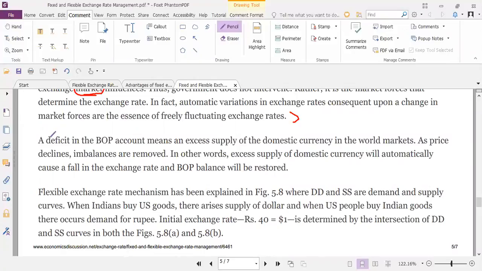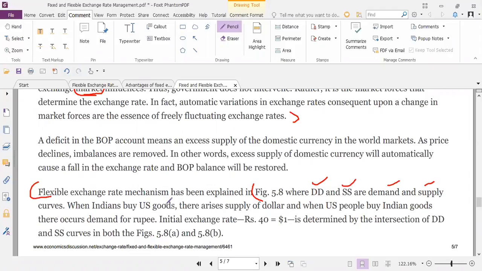So a deficit in balance of payment accounts means an excess supply of domestic currency in the world market. As prices decline, imbalances are removed. In other words, excess supply of domestic currency will automatically cause a fall in the exchange rate, and balance of payment balance will be restored. Flexible exchange rate mechanism has been explained in this figure. So the below figure, yeah, the explanation starts from here actually. Explanation of the below graph, where DD and SS are the demand and supply curves respectively.